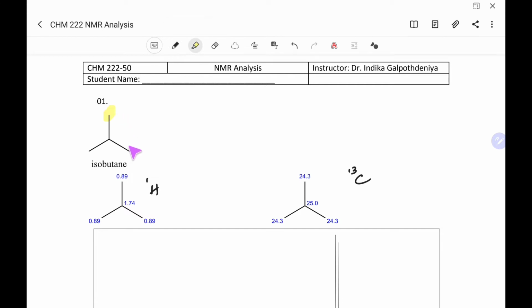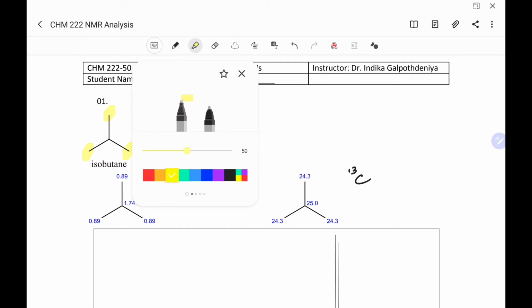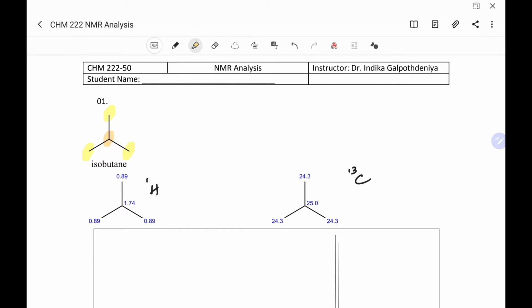So basically you have 3 CH3 groups, and all of them are chemically equivalent. Then you also have a CH group in the middle, and that hydrogen is chemically different from the CH3 hydrogens, right? So I'm going to write the condensed formula for isobutane, so it will be a little bit more clear. This is how isobutane looks, and this isobutane has 2 chemically different hydrogens, so you are expecting 2 peaks.